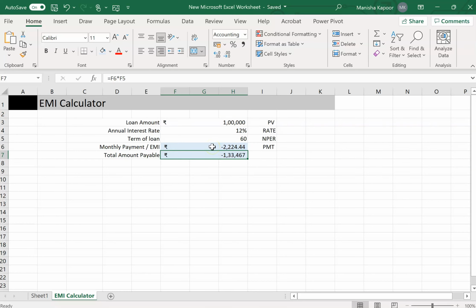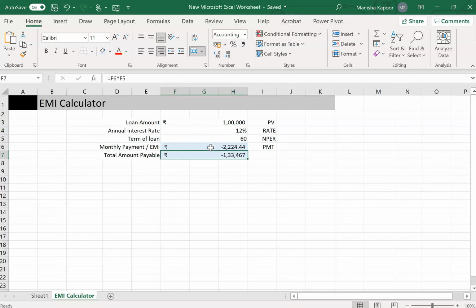So 2,224 is the amount that I'll be paying every month in order to pay this 1 lakh, and I'll be paying for 60 months, that is 5 years. So what is the total amount I'm actually paying? Am I paying 1 lakh? No, there is some charge that SBI is taking, that is the 12% annual interest rate. So I'll end up paying 1,33,467. So I'll be paying 33,467 more because I'll be paying it in 60 months.